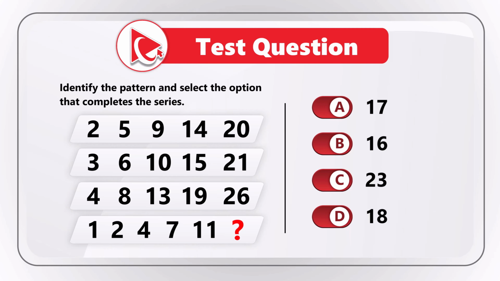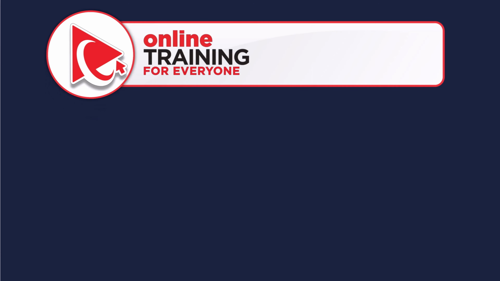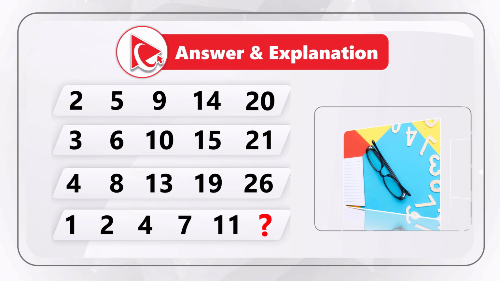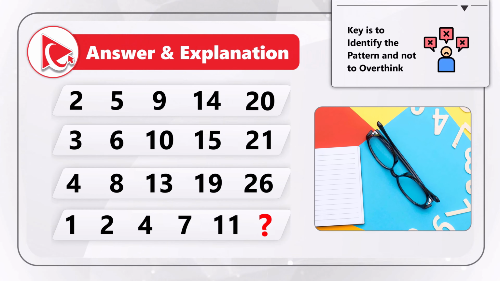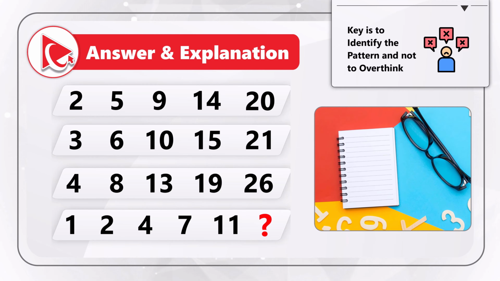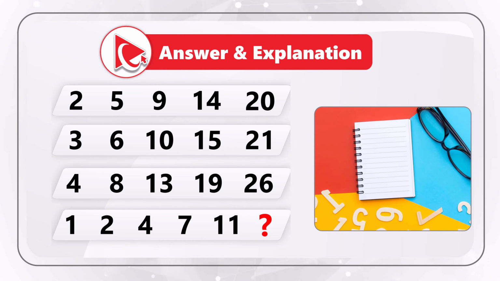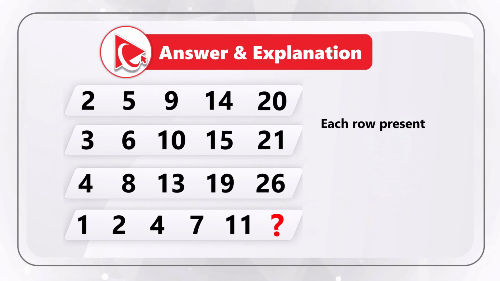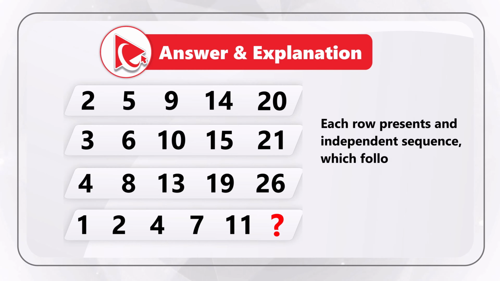Are you ready? Because I already found my solution, so I'm moving forward to share with you my version of the answer. And obviously, if you have a better way to solve it, please make sure to post in comments. The key to solve these types of challenges is obviously to identify the pattern and not to overthink it. If we look at the series of numbers, we have 4 independent rows, and each row represents an independent sequence which follows the same pattern.